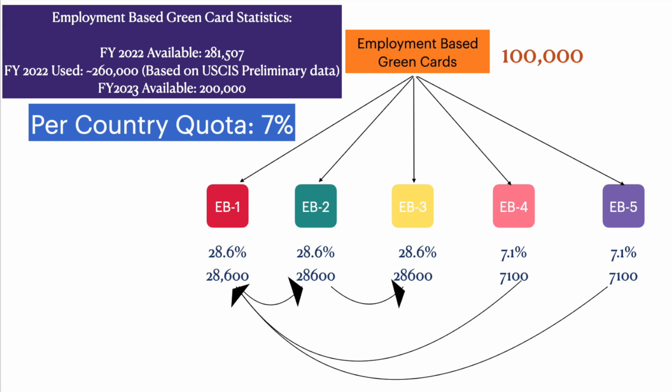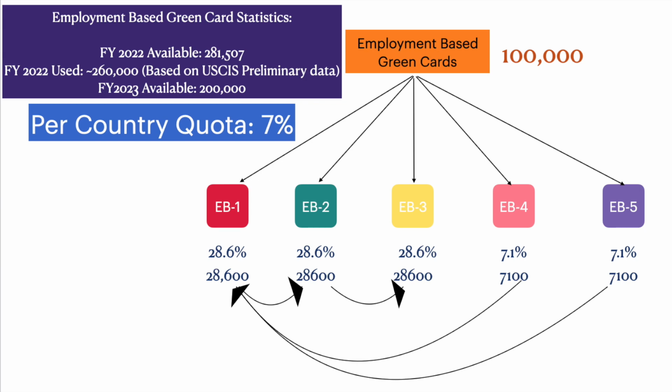Now, if all the 28.6% of the green cards in EB1 were not used, then they will go to EB2. And if all the EB2 were not used, then they will move to EB3. Now, EB4 and EB5 are tricky. A lot of people think that EB4 and EB5 must have been going to EB2 or EB3, but that's not the case. That goes back to EB1.